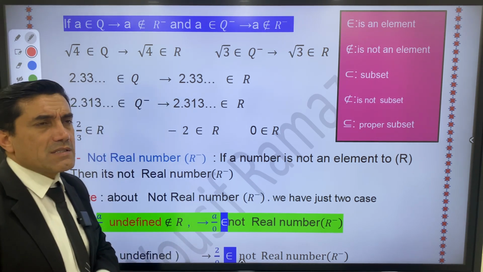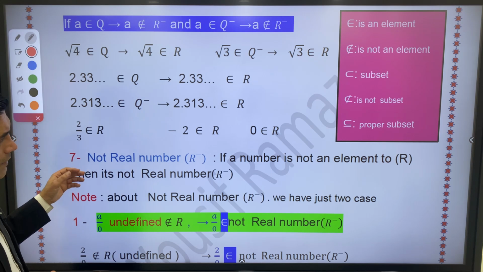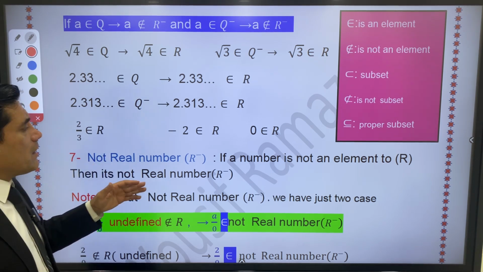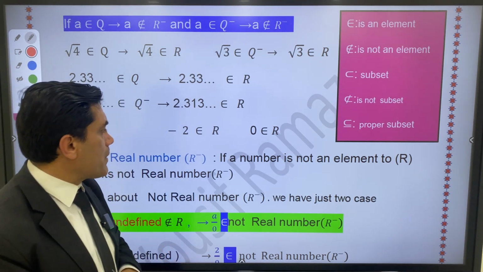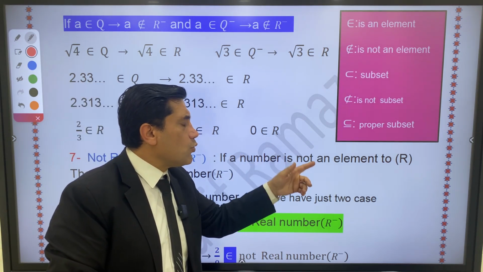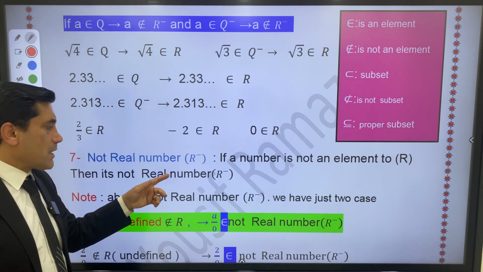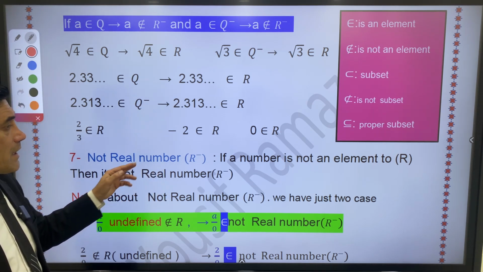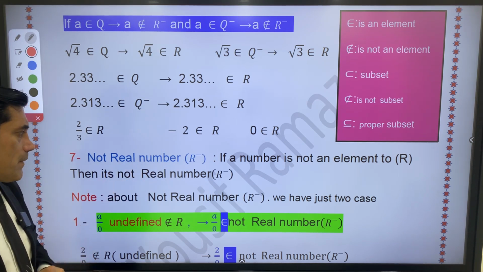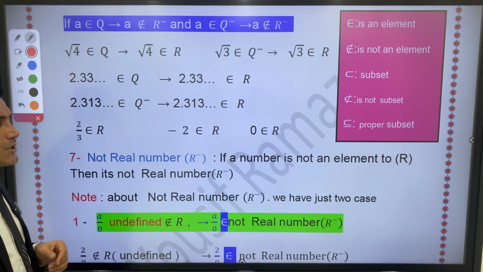So maybe you ask or you think, teacher, which number is not real? Okay. Now I will explain which number is not real. I said about not real number, a symbol of not real number, R prime. If a number is not an element of real numbers, then this number is not real. If it is not a real number, it is irreal, or belongs to R prime. So which number is not real?